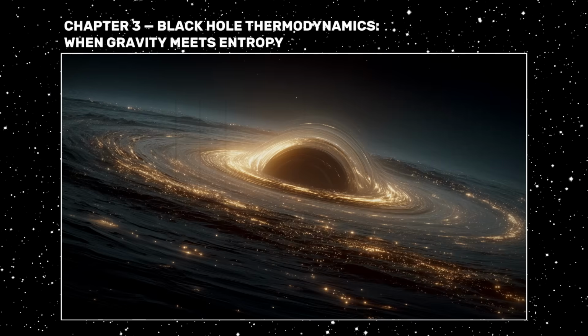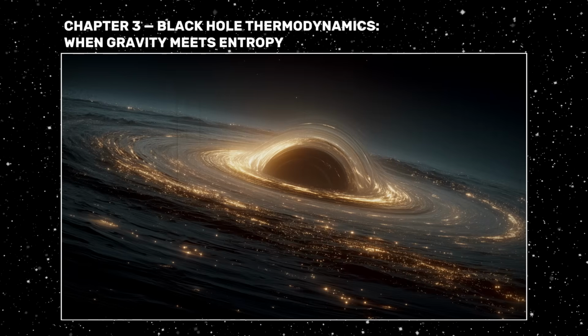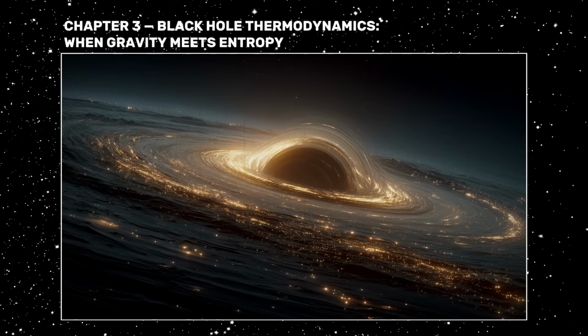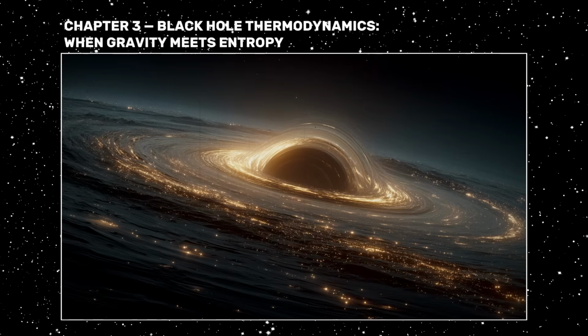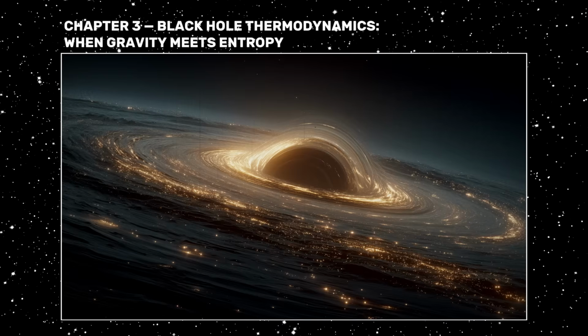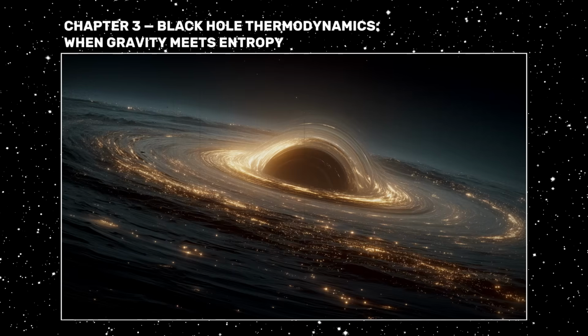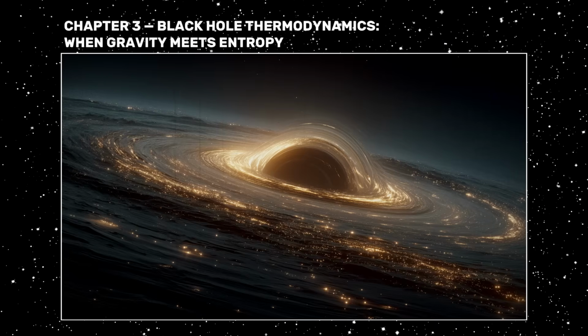One of those puzzles is the information paradox. If black holes radiate like black bodies and eventually evaporate, what happens to the information about the matter that fell in? Does it disappear, violating the fundamental principles of quantum mechanics, or is it somehow preserved in the radiation or in subtle correlations?